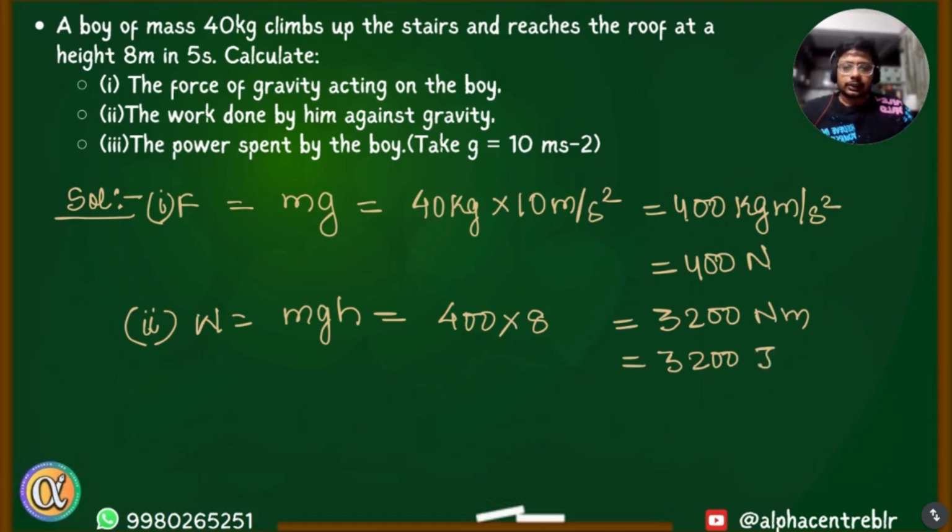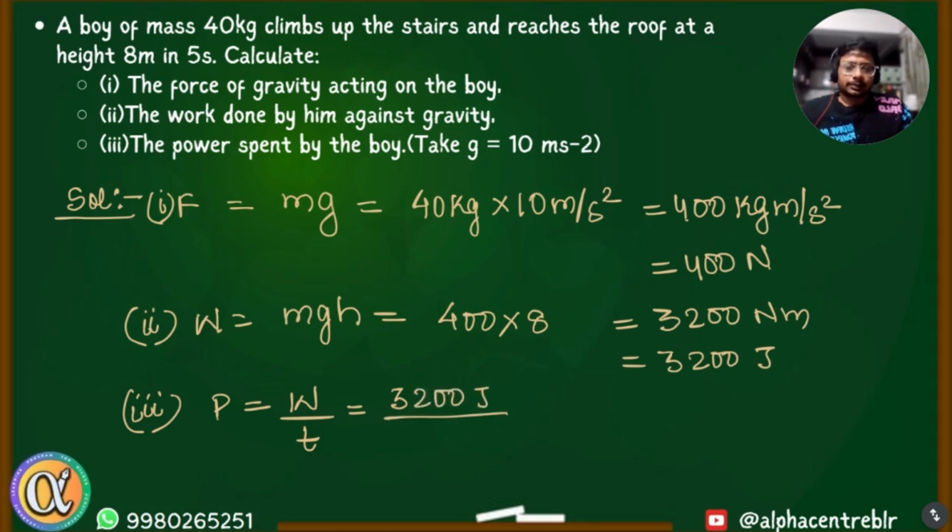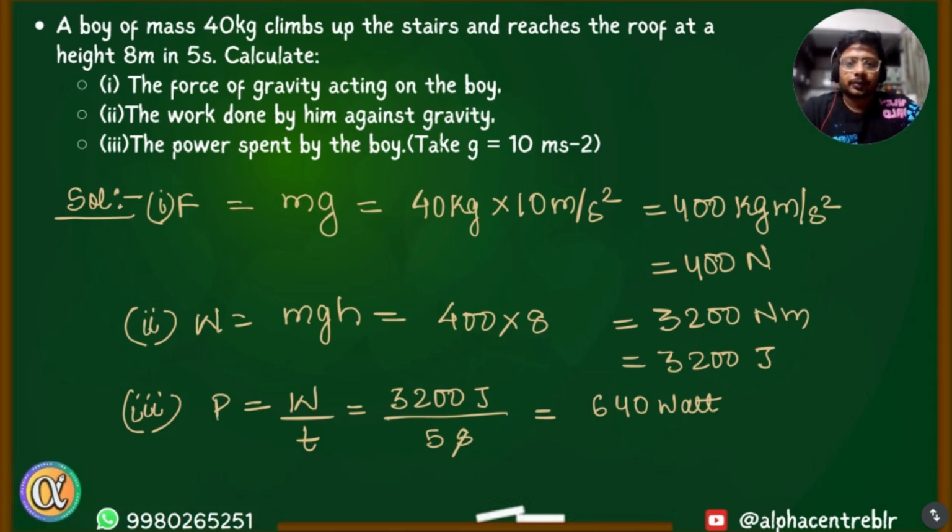Then the third part, power is work done upon time. So this is 3200 divided by time, 5 seconds. So 3200 divided by 5 is 640. 640 joules per second, which is 640 watt. Am I clear? Is this simple? So in the same question, we learned how to find force, how to find work, and then how to find power. Okay, so we can move on to the next question.